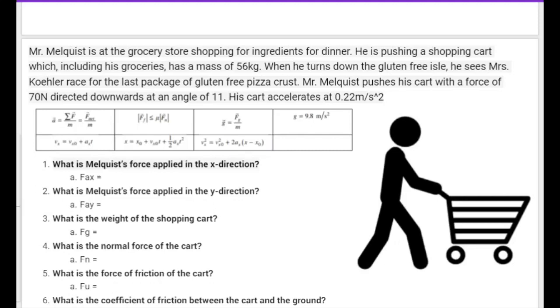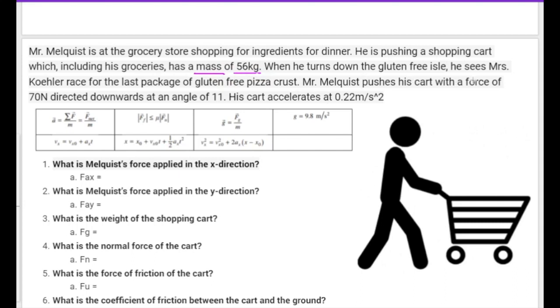Alrighty guys, let's go ahead and take a look at this problem right here with Mr. Melquist. It says Mr. Melquist is at a grocery store shopping for ingredients for dinner. He is pushing a shopping cart which includes his groceries. It has a mass of 56 kilograms.